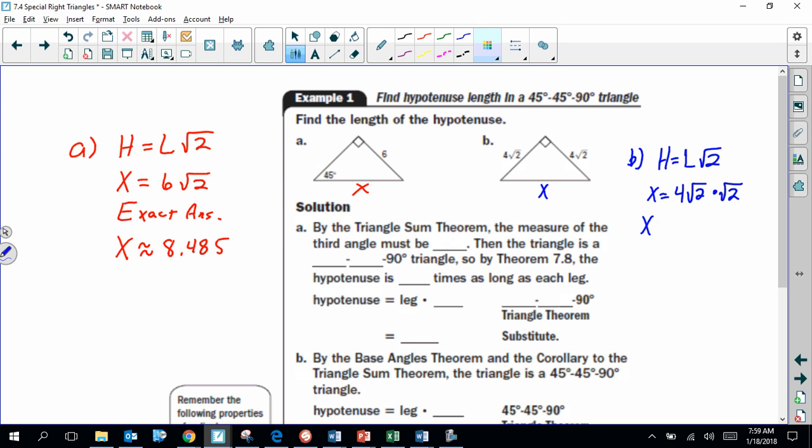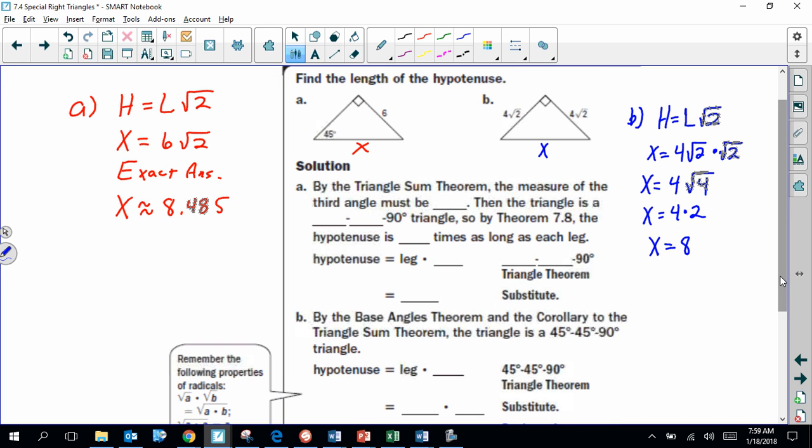Well, multiplying through here, radical numbers get multiplied together kind of like the way variables in algebra get multiplied together. So if I said a times a, that would be a squared. It's kind of the same thing here. We're going to multiply the radical stuff together. So the square root of 2 times the square root of 2 gives me the square root of 4, and the square root of 4 simplifies to be a 2. So the hypotenuse in this case works out to be 8 units long.